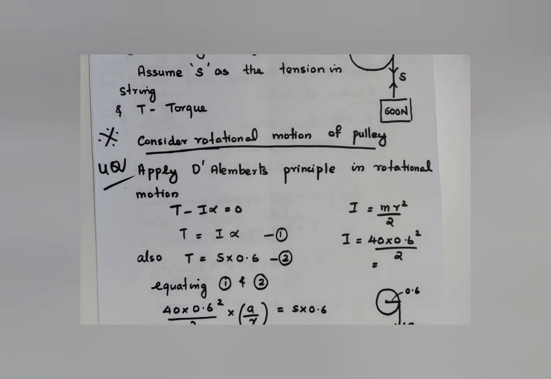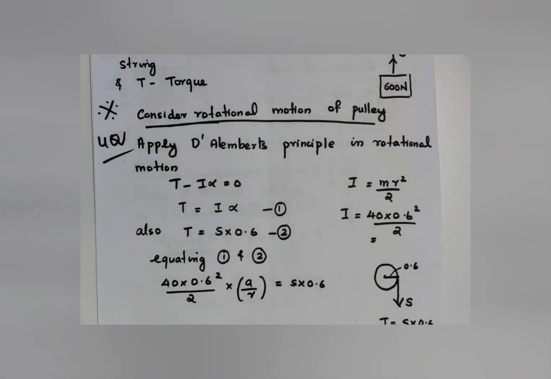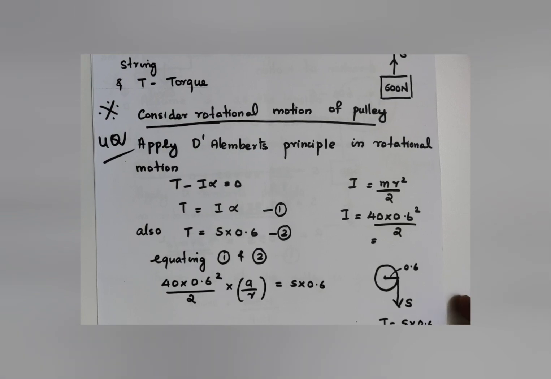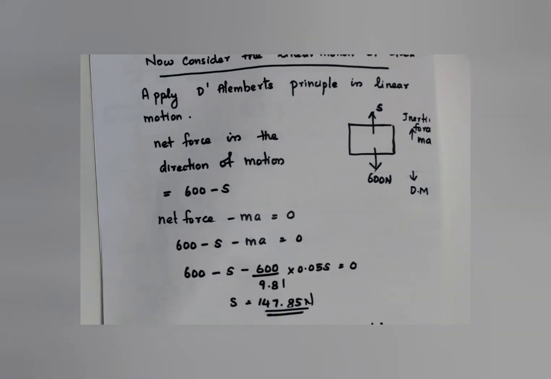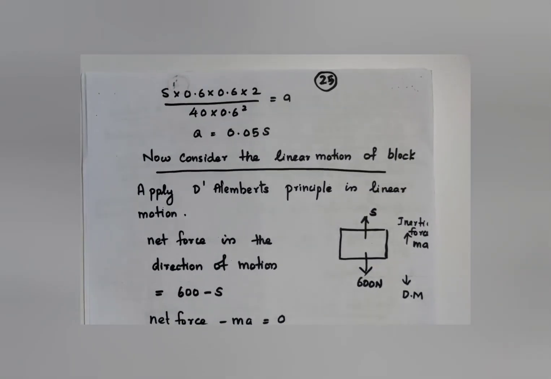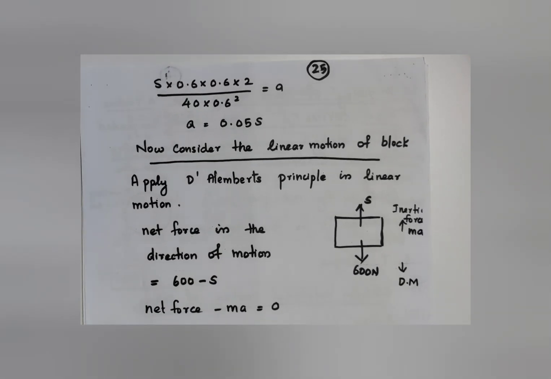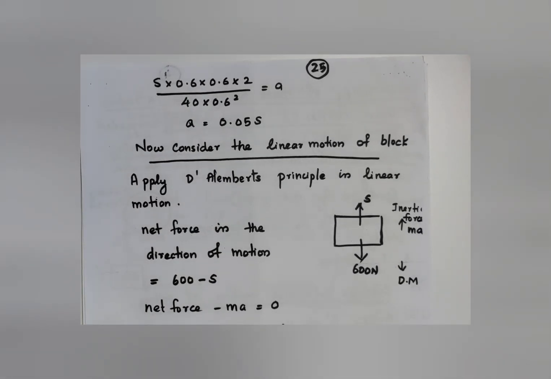So here you have to rewrite this equation as T is equal to I alpha. Again T is equal to S into 0.6. Equating these two equations, you can write instead of alpha, a by r. So now from this equation you can calculate a as equal to 0.05 into S.